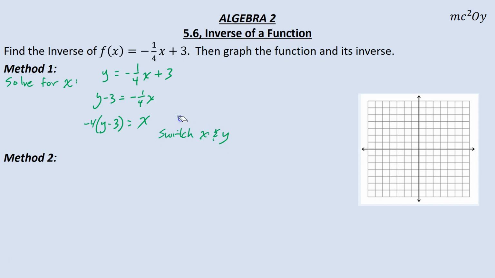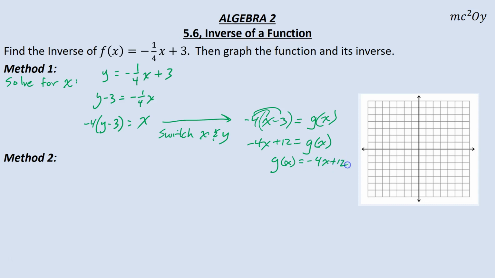Now I have -4 times (x minus 3) is equal to y. And if I'm going to graph this, I might as well distribute, so I get -4x plus 12 equals y. Really, I shouldn't be calling it y because this is y here and this was f. So let's call this g of x. Now it's not the same as what I had before. My function is g of x equals -4x plus 12. That is the inverse.